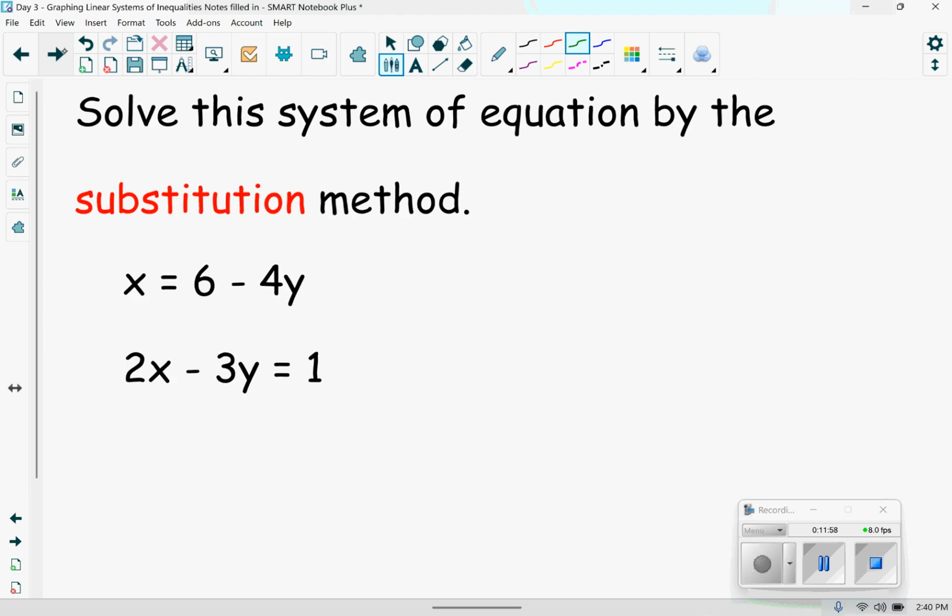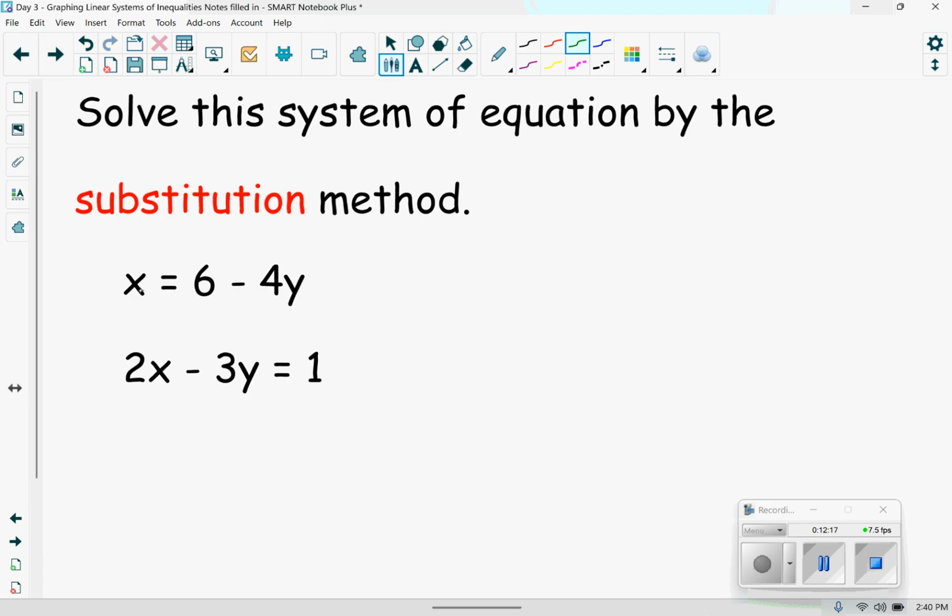Okay, let's solve this. Let's review here. We also solved systems of equations by substitution, another method we used other than graphing. We didn't want to graph every time; that gets to be kind of a pain. So here would be a problem where we'd want to use substitution.